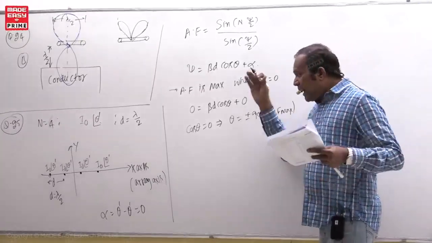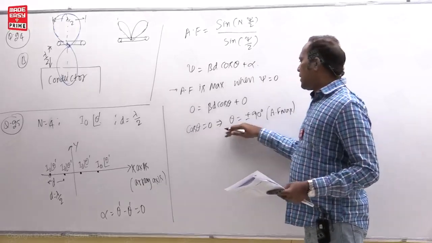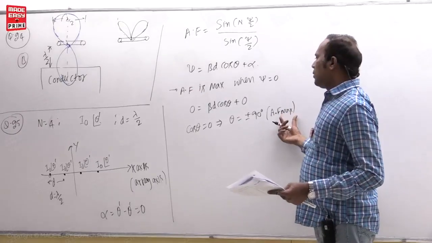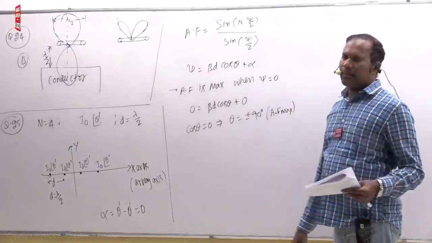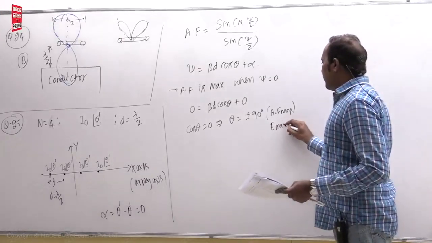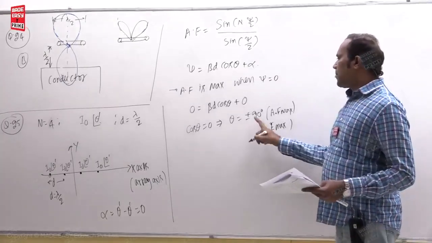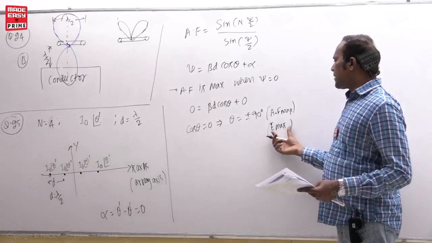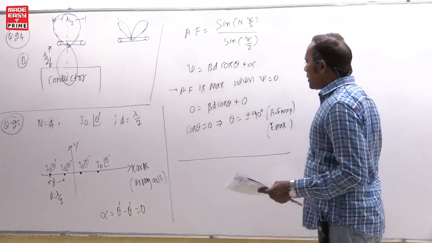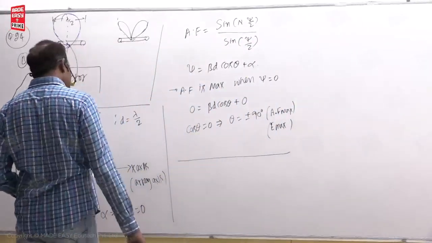In the radiation pattern, whenever theta is equal to plus or minus 90, you get the array factor at its maximum value, and the electric field also at its maximum value. Then how do you calculate the nulls, students? In the electric field pattern, how do you calculate nulls?